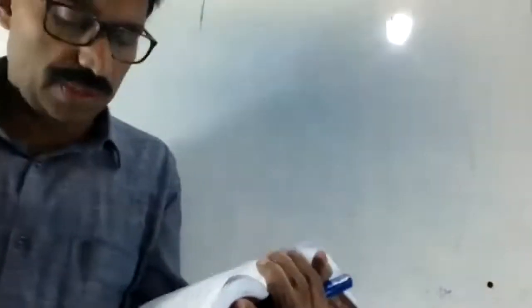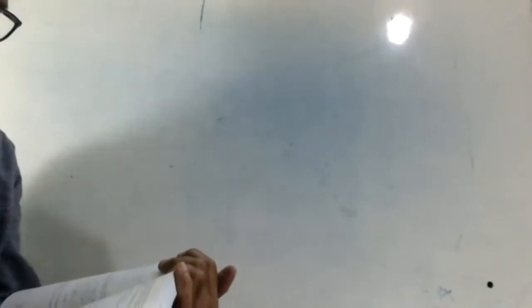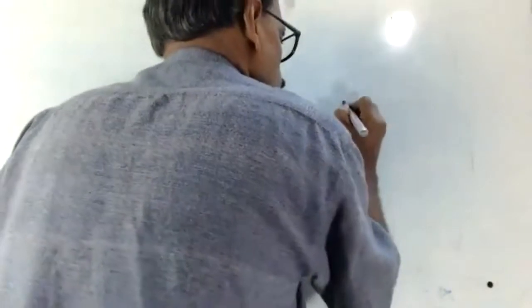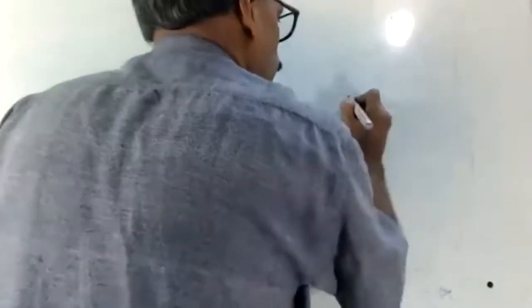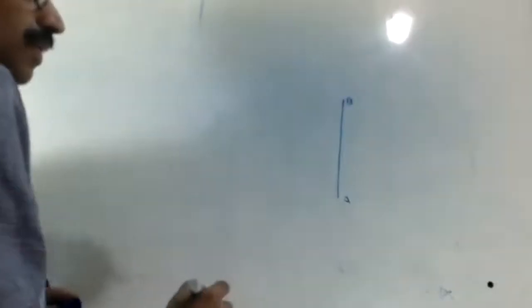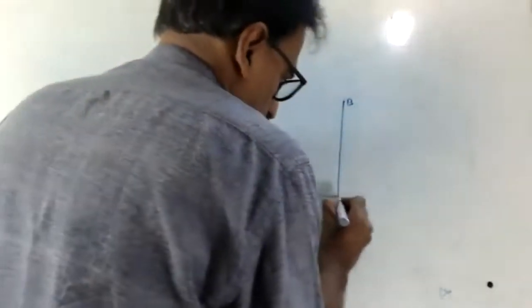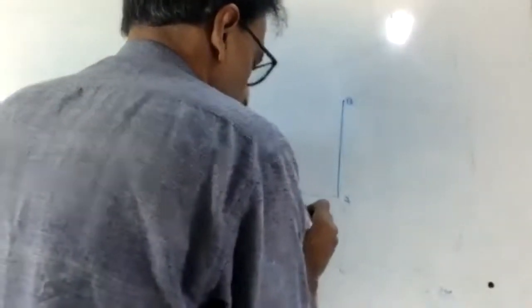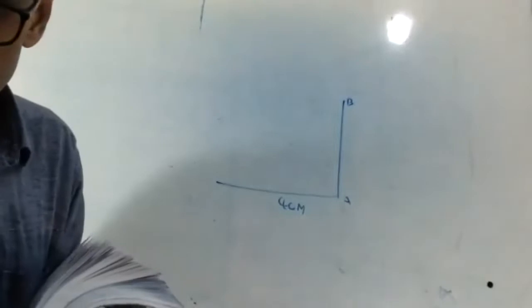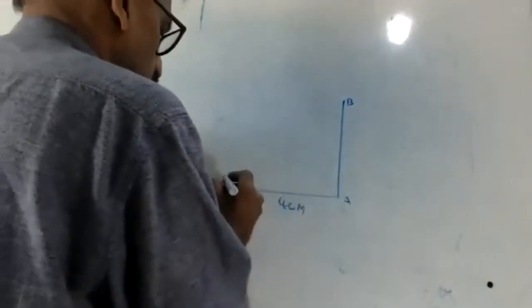Look, don't write now. The question is: from a point on the ground, 40 meter away from the foot of a tower. The tower is AB. From a point 40 meter away from the foot of a tower, this is 40 meter, like this.